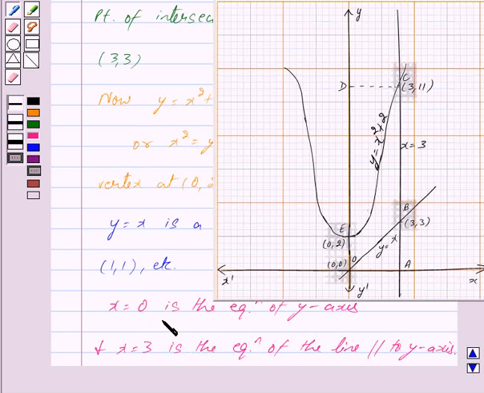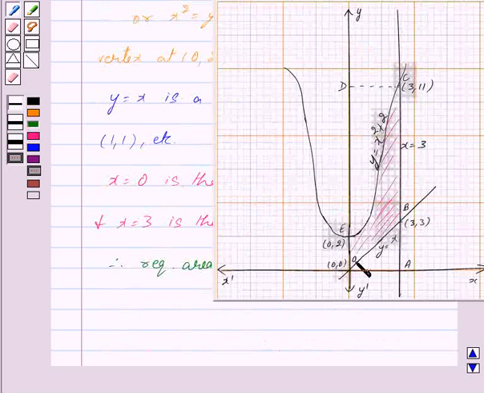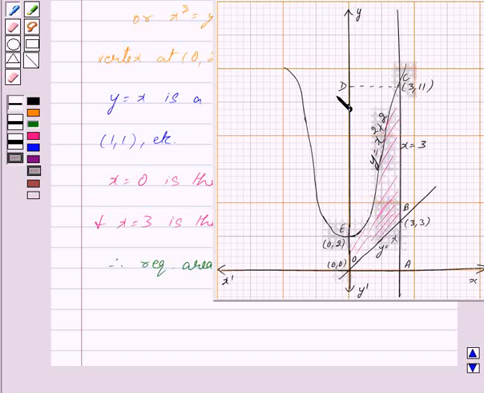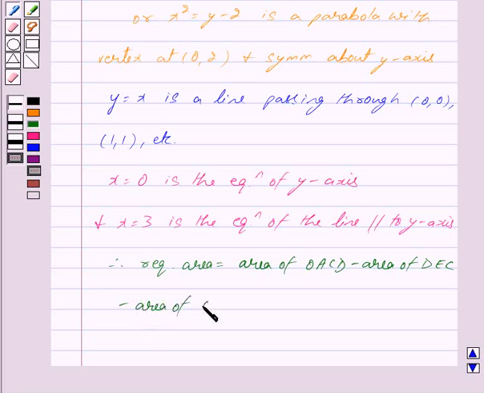So with all this information we get the following figure, where this is the parabola y is equal to x squared plus 2, this is the line x is equal to 3 and this is the line y is equal to x, and this shaded region is the region whose area is to be found out. Therefore, we have the required area is equal to area of OACD minus area of DEC minus area of OAB.